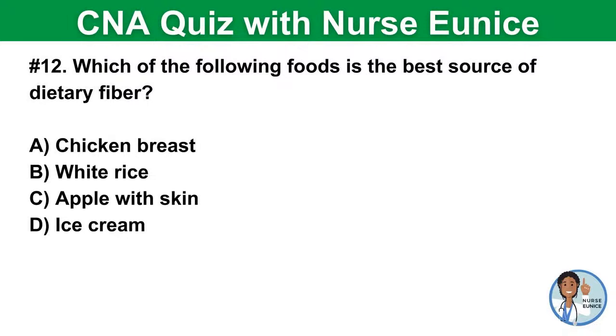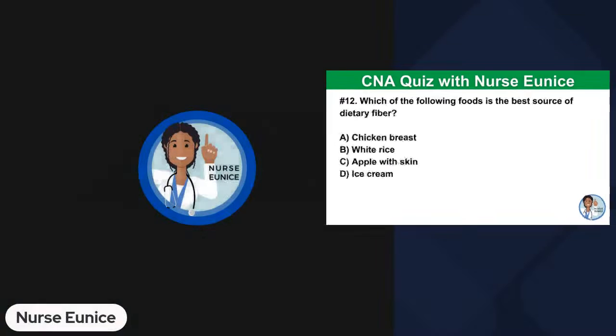Number 12, this is easy. Which of the following foods is the best source of dietary fiber? Is it chicken breast, white rice, an apple with skin, or ice cream? And it's going to be 95 degrees here today in Jacksonville, Florida. So some ice cream sounds perfect.